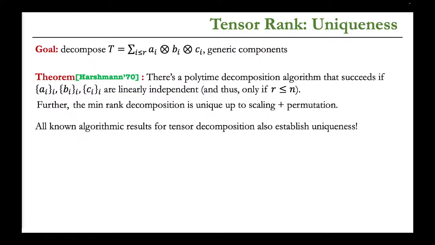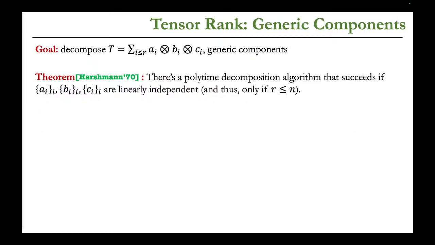Okay, great. So it turns out that this is not an accident. All known algorithmic results, at least the ones I know, when they succeed in tensor decomposition, they actually also end up proving uniqueness of the decomposition. I don't have a great explanation for this, but this is an audience to ask this question to. If you have this question, ask someone in the audience. I don't know what to say about this. Okay, great. So that's the Harshman result.